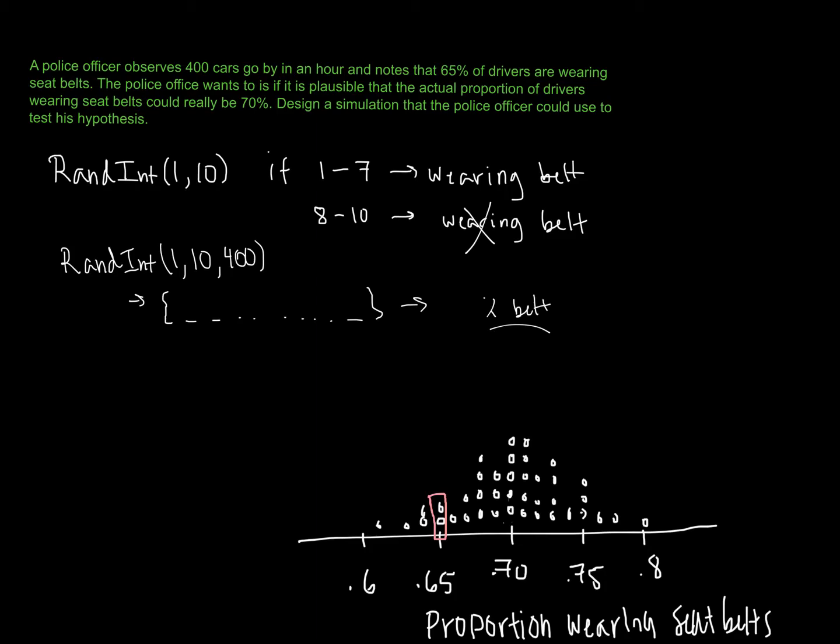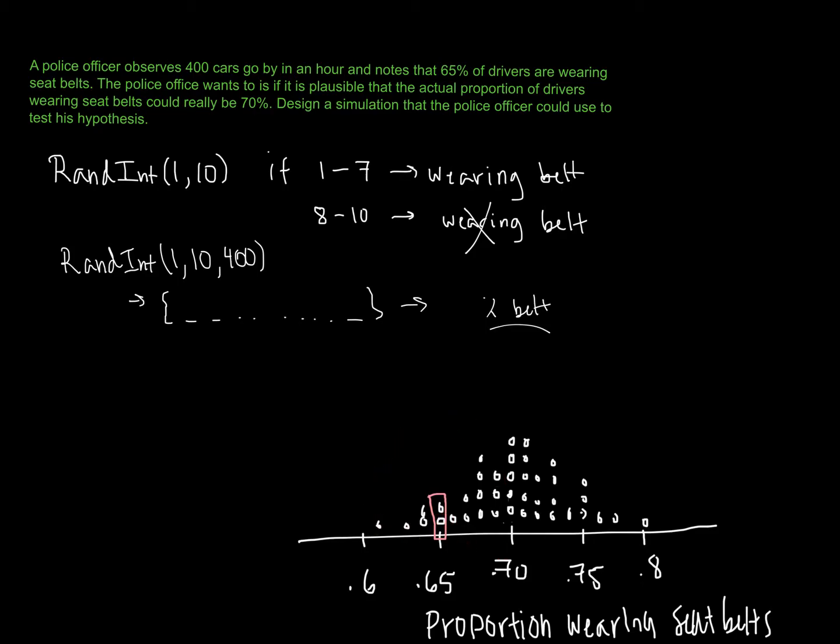Okay? And I can say, okay, how likely would it be for me to take a sample of 400 cars when the true mean is 70% and actually get 65%? Well, what is the probability that I would get 65%? We can take a look at that by seeing how many in our trial ended up being 65%, divided by the total number in our trial. So in this situation, there are 40 trials here.